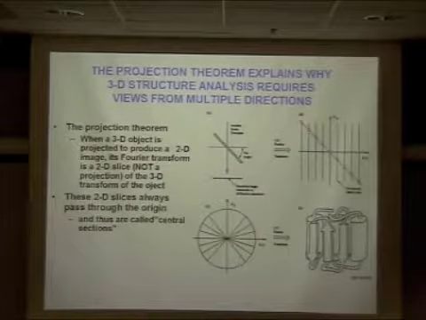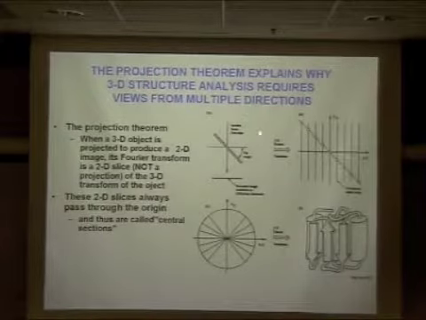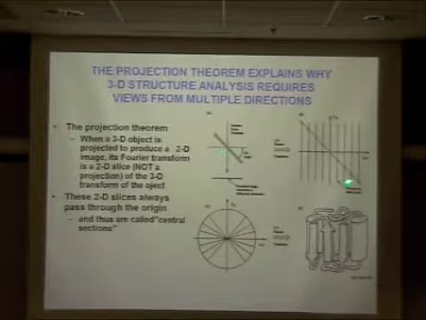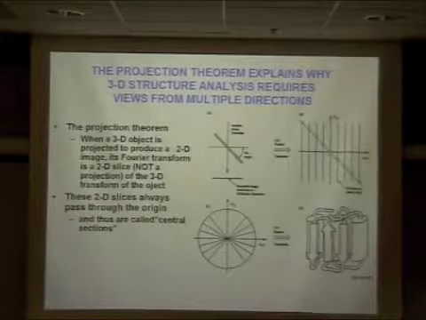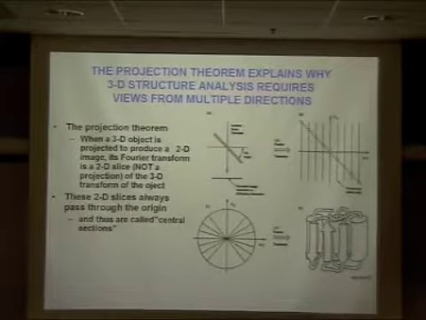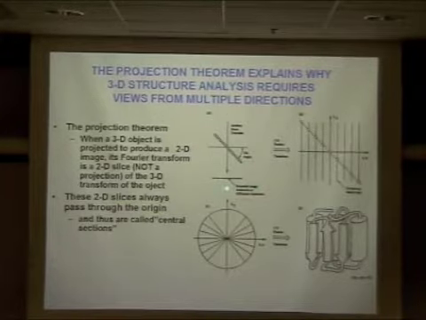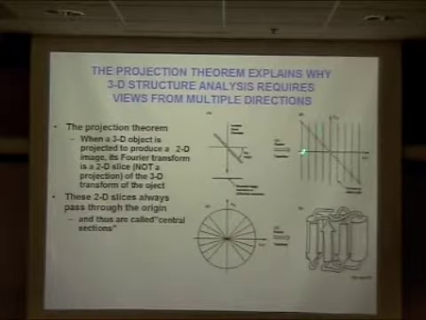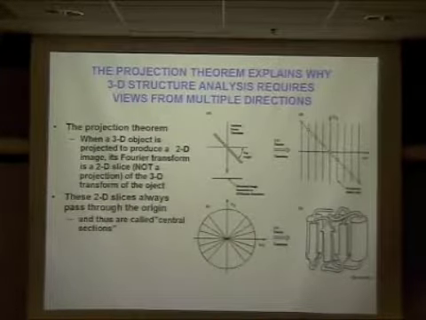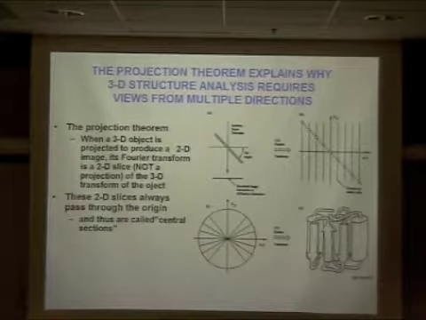The image itself is a projection. The Fourier transform is a slice. So here we are in real space. Here we are in a sort of frequency space called Fourier space or reciprocal space. And we're going to have projections in real space and planar slices through the three-dimensional Fourier transform when we compute the Fourier transform of such an image.